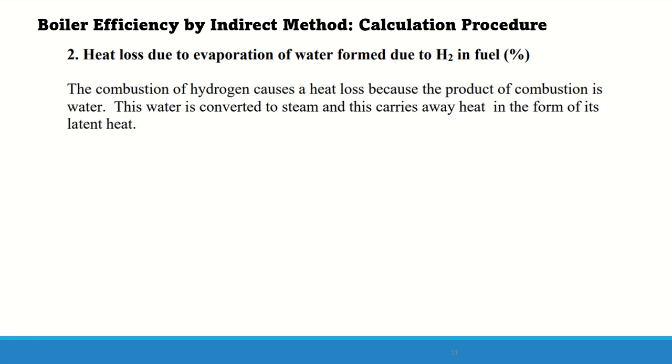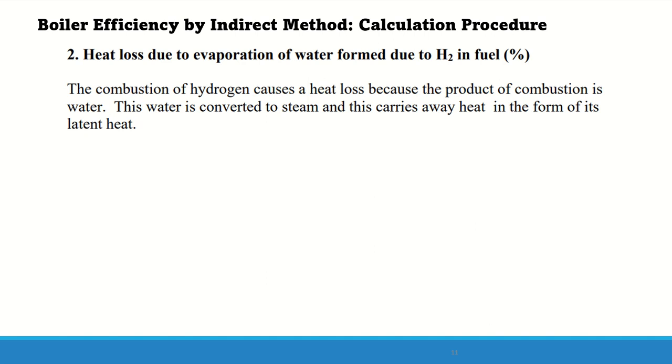Okay, then the second loss is heat loss due to evaporation of water formed due to H2 in the fuel. Every fuel has hydrogen. The fuel has carbon, hydrogen, sulfur and oxygen. Therefore, the hydrogen present in the fuel is converted into H2O during combustion. That H2O escapes from the boiler through the chimney gases, which is also another loss.